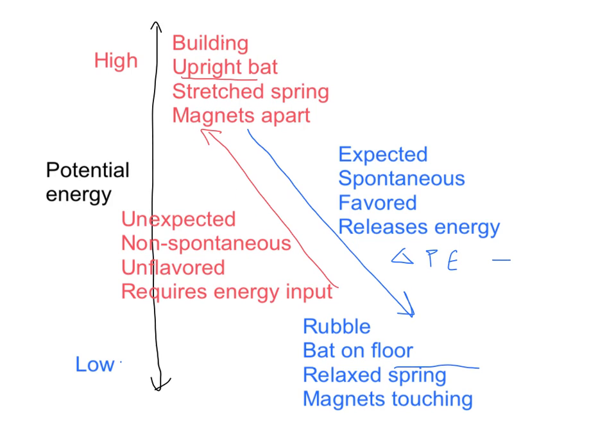So a dead battery will be down here, and you have to put energy in to make it a charged battery, etc. And if we want to use our delta notation, the delta PE here is positive.